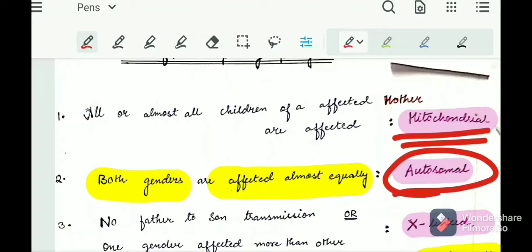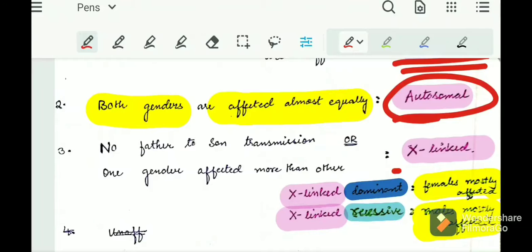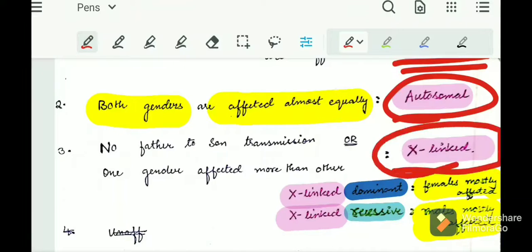Now you got this part, that is mother to all children, that will be mitochondrial. If both genders are affected almost equally, then that is autosomal. And if one gender is affected specifically, then that is X-linked, that is if males are affected more or females are affected more. Now if there is no father to son transmission or one gender is affected more than the other, that is X-linked. I told this already.